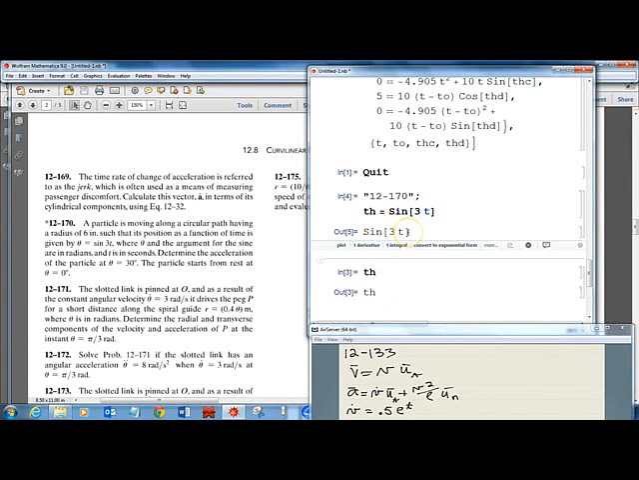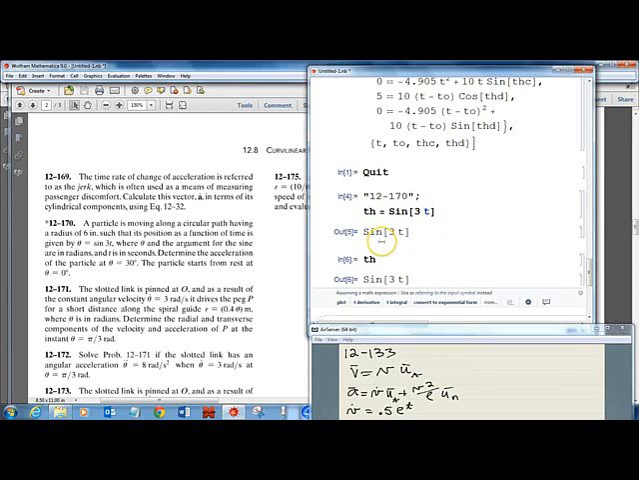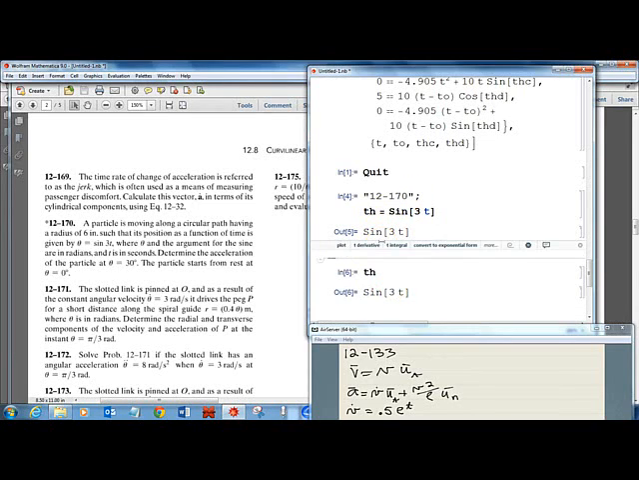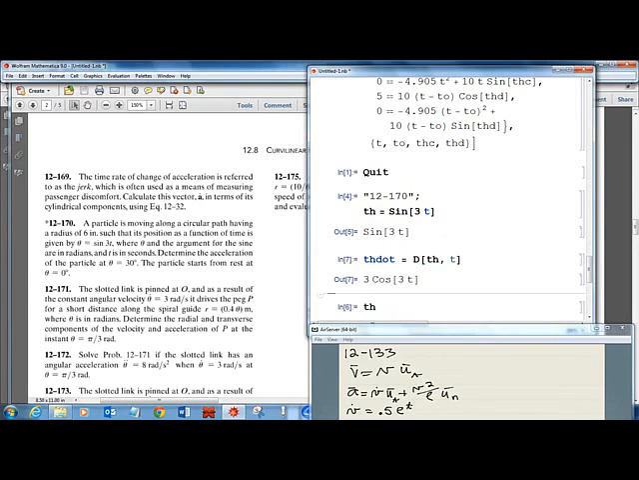Well, I don't know what's not cooperating. There we go. Okay, so there's my theta, and I want theta dot, right? And what is that? That's the derivative of this guy, so it'll be the derivative of theta with respect to time, right?